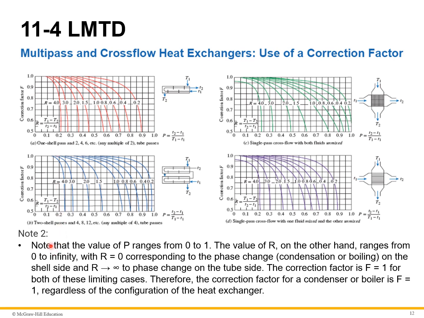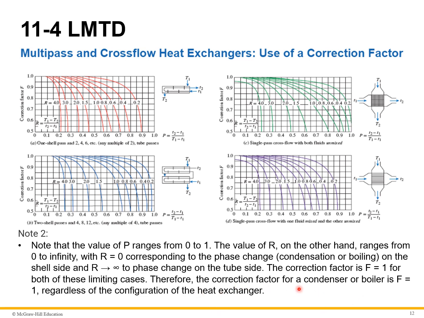So one thing to note here too, these are the same slides as figures as on the previous page, but to note the value of P goes from 0 to 1. It's a decimal between 0 and 1. On the other hand, the value of R ranges from 0 to infinity. So if you have condensation or boiling, R equals 0 for that case on the shell side, and R goes to infinity for a phase change on the tube side. So the correction factor is 1 for both of these limiting cases.